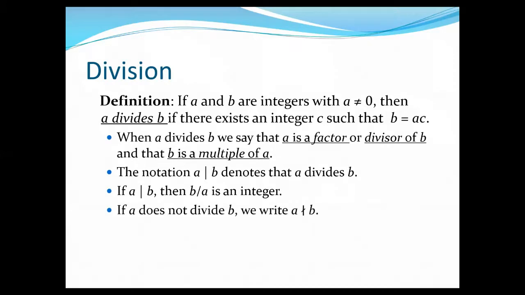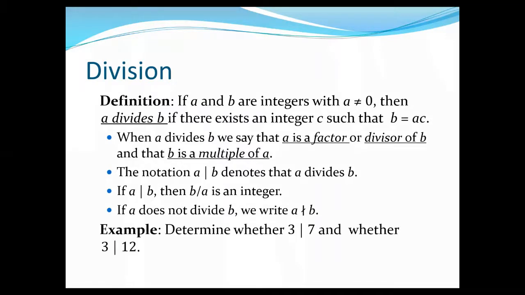In case the result of the division is not an integer, this is how we write it: we just put a slash on the pipe. It means a does not divide b. The result is not an integer. That's the meaning of does not divide. So let's have an example.